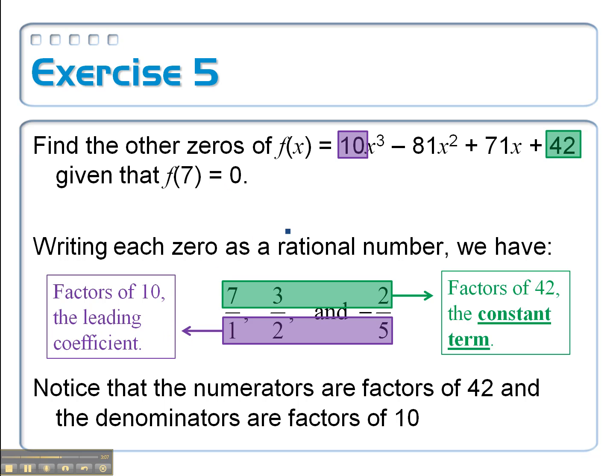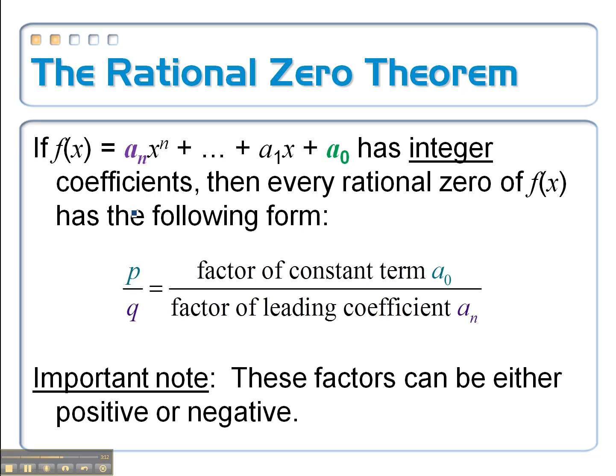And this is essentially what the Rational Zero Theorem says. If I have this polynomial function, then every rational zero has to have this form, p over q, where p is a factor of the constant term, and q is a factor of the leading coefficient. What you also have to realize, of course, is that these factors can be either positive or negative. So whenever you're listing them out, we always put a plus or a minus in front.